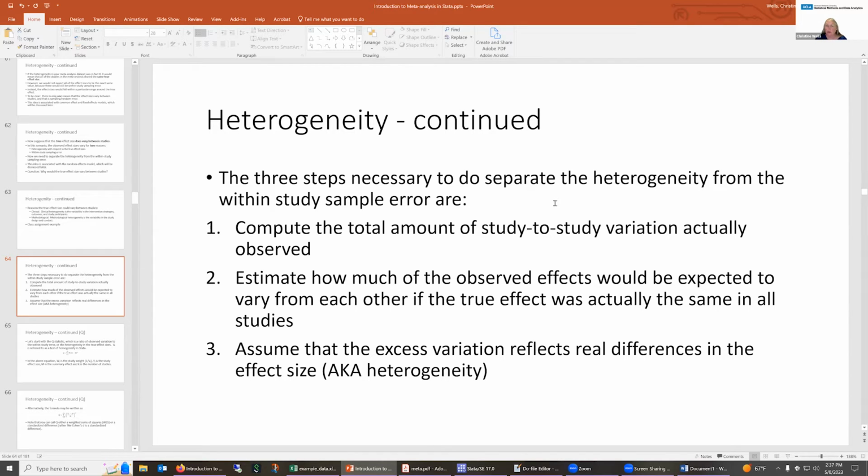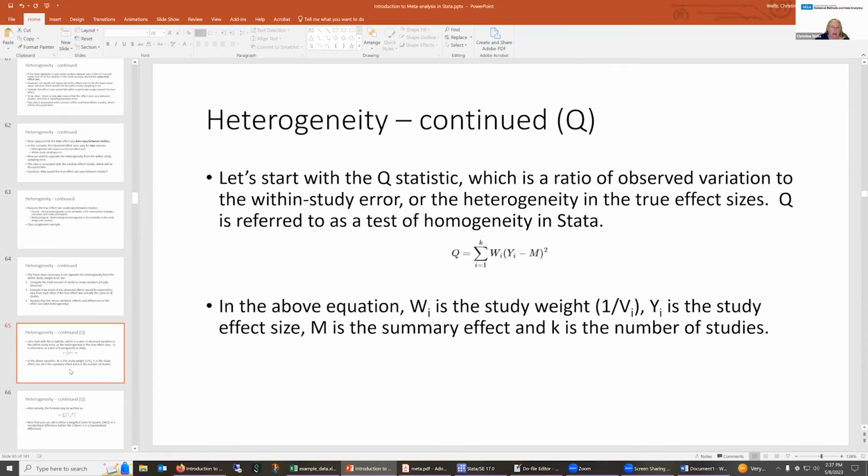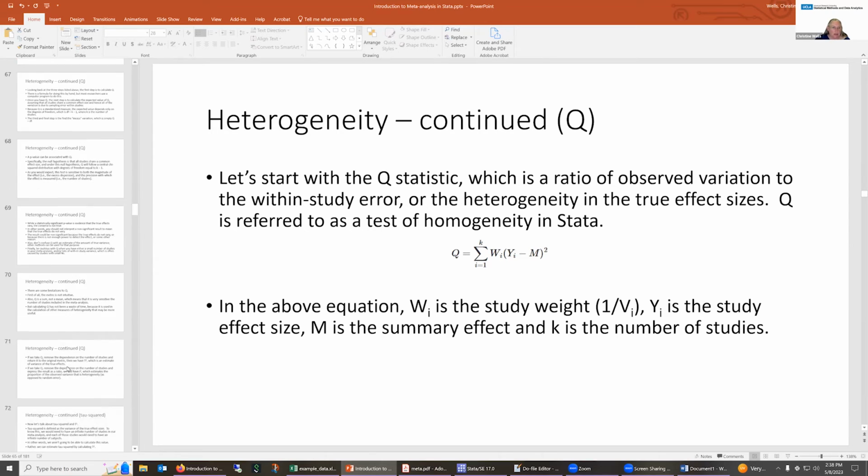And then third, you're going to assume that the excess variation reflects real differences in the effect sizes. In other words, heterogeneity. Okay, that's what you're going to do. The next series of slides I have go through these different measures of heterogeneity, and they kind of build on each other. You start with Q, and then you realize, hey, there's some issues with Q. Let's improve on this. We go on and we move on to these other things here.